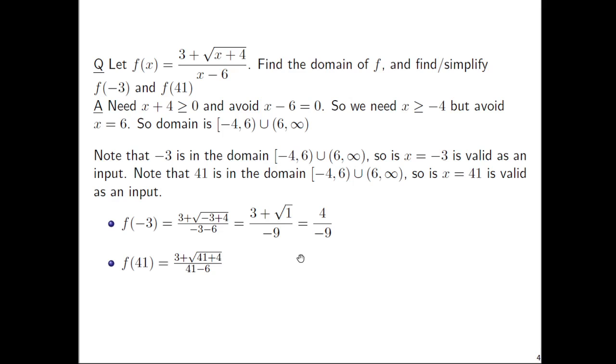Same deal to find f of 41. I think it's super important to say "of." Don't think f times 41. There's no multiplication going on here, right? So this is 3 plus root 41 plus 4 all over 41 minus 6. We'll simplify that to 3 plus root 45 over 35. And we'll skip some of the work here, but root 45 is root 9 times 5. And when you have multiplication in the radical, you can split that up. That's one of our formulas. So that'll be root 9 times root 5, and the root 9 just was written as a 3 instead. So 3 plus 3 root 5 all over 35.